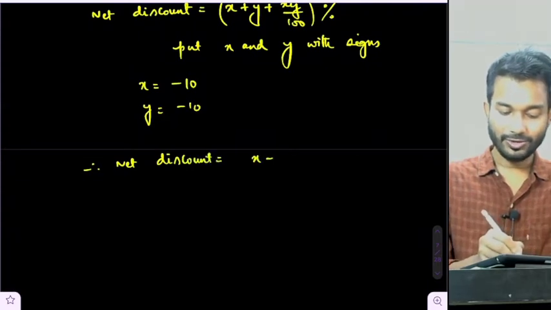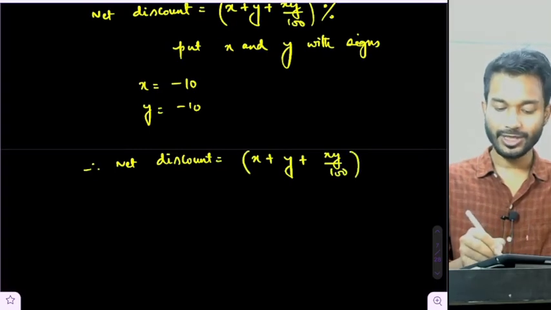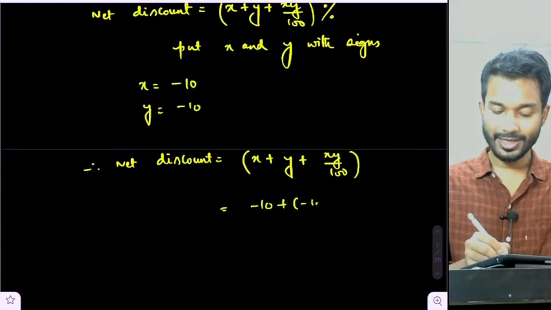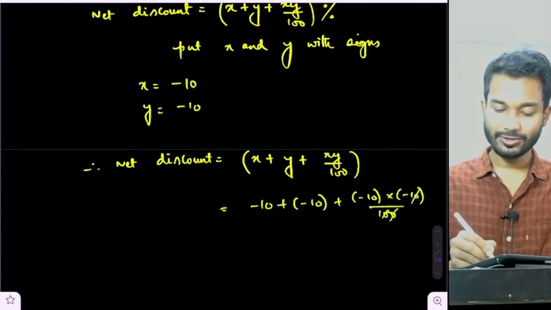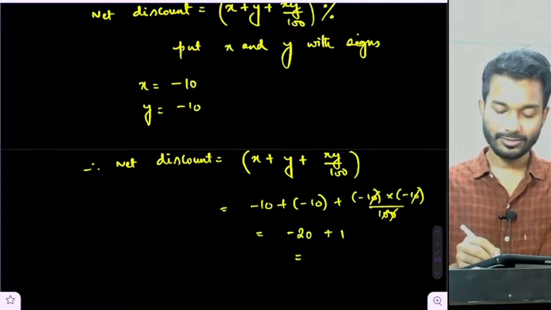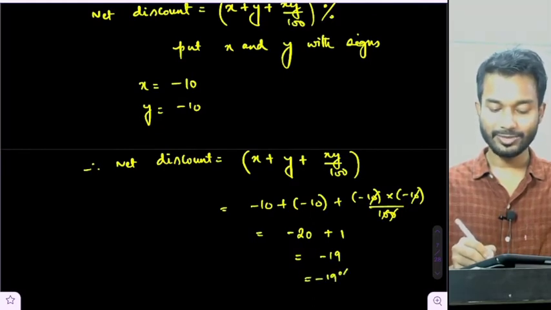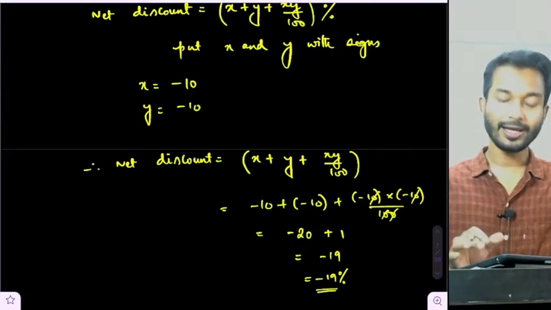Therefore, net discount will be what? We know the formula x plus y plus xy by 100. And finally, whatever answer we get, we'll put percentage. So it will be minus 10 plus minus 10 plus minus 10 into minus 10 by 100. 00, 00 cancel out. So how much are we getting? Minus 20 plus 1, that is equal to minus 19, and then we'll write minus 19%. So net discount equals 19% discount. I hope you have understood the problem.